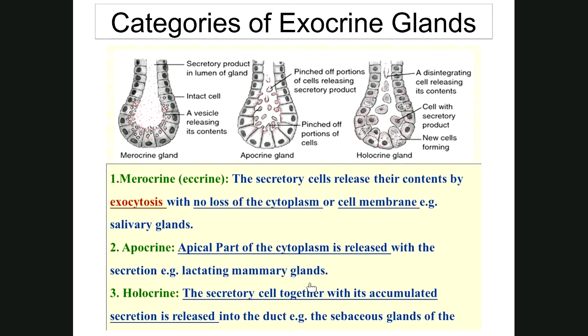And if you look at this, you know what apex means? Apex means tip. And apocrine glands is the tips are pinched off with the secretion. So the tip of the cell is a packet of secretions that is sloughed off, and that's the secretion. So those should not be too hard to remember. And so know an example of each, okay?